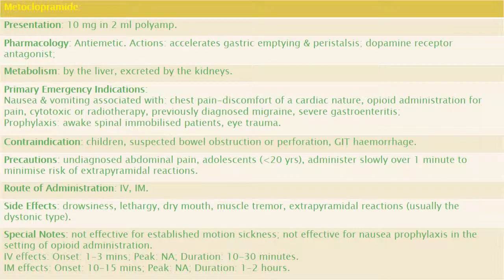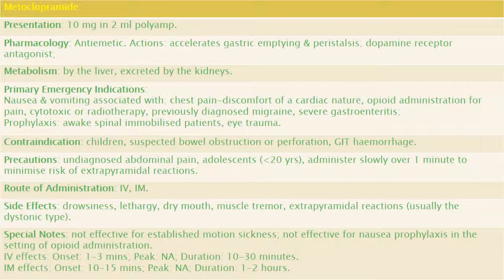So metoclopramide presentation: 10 mg in 2 ml polyamp. Pharmacology: anti-emetic. Actions: accelerates gastric emptying and peristalsis, dopamine receptor antagonist. Metabolism by the liver, excreted by the kidneys. Primary emergency indications: nausea and vomiting associated with chest pain, discomfort of a cardiac nature, opioid administration for pain, cytotoxic or radiotherapy, previously diagnosed migraine, severe gastroenteritis. Prophylaxis: awake spinal immobilized patients and eye trauma. Contraindication: children, suspected bowel obstruction or perforation, gastrointestinal hemorrhage.